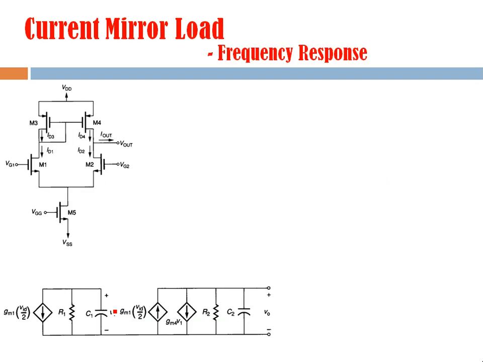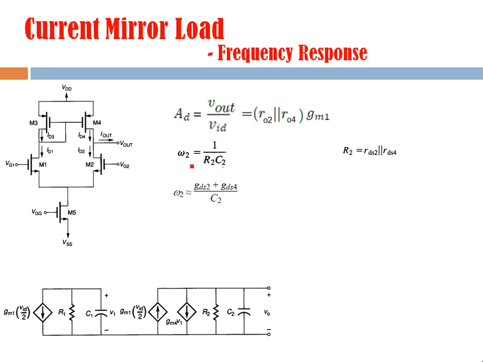So now we know the cutoff frequency. The next step is to find the gain bandwidth product. First we write this expression for the differential voltage gain, and its cutoff frequency is given by this formula, and you know this R2 is this, and this cutoff frequency can also be expressed in terms of conductance parameters. So finding the gain bandwidth product is very easy now.